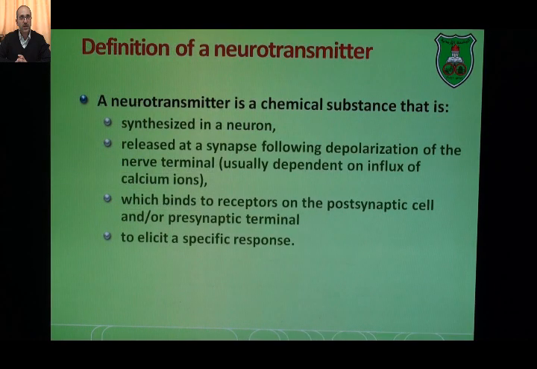So let's define neurotransmitters first. A neurotransmitter is defined as a chemical substance. That is, it has to be synthesized in a neuron, then it is released in the synapse following depolarization of the nerve terminal, and then it binds to a receptor on the postsynaptic cell, inducing a signal transduction on that cell. Some of these neurotransmitters can bind to receptors on the presynaptic terminal as well. Eventually, a specific response is elicited. You have a certain induction of certain response, whether it is muscle contraction or something else.